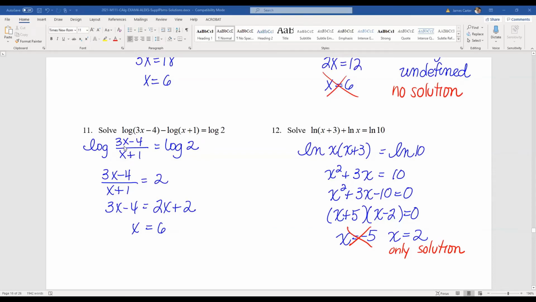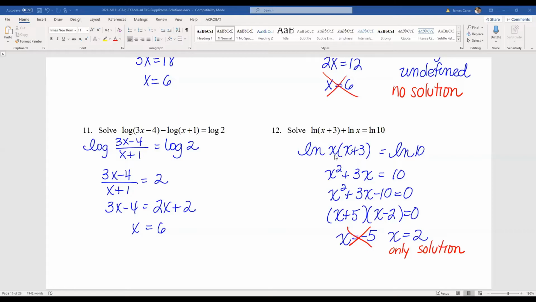On number 11, we've got this. Okay, remove log on both sides, leaves us this rational problem. Multiply both sides by x plus 1. When we do here, that cancels the 1 in the denominator. Over here, we distribute it. Solve this equation, we get x equals 6. In no cases, if we replace the x with a 6, will we have a negative log.